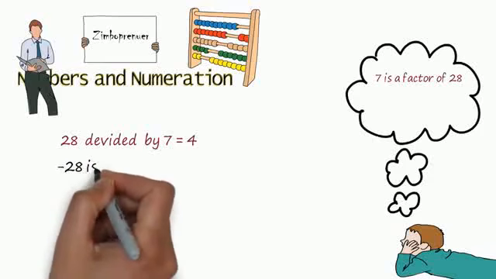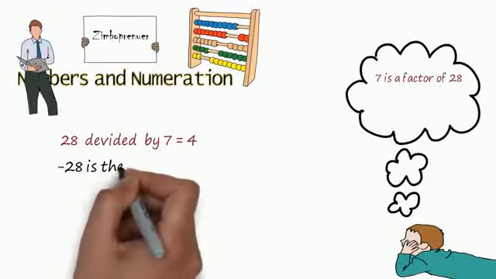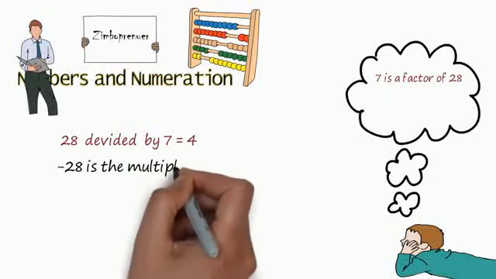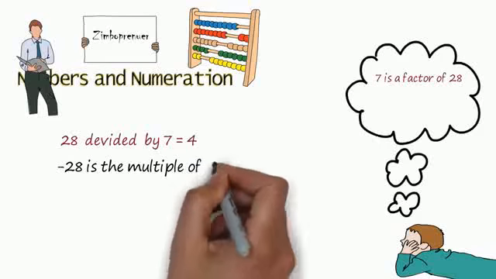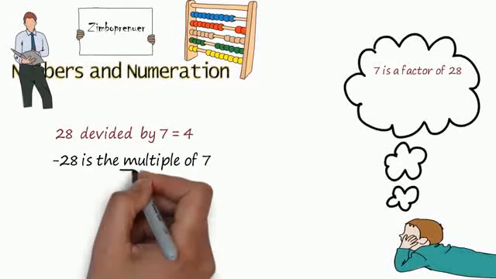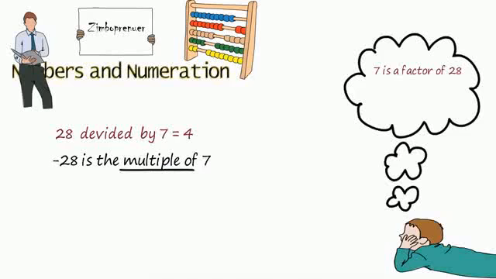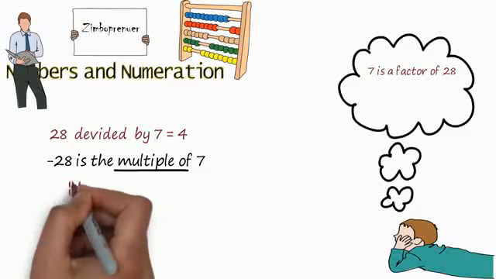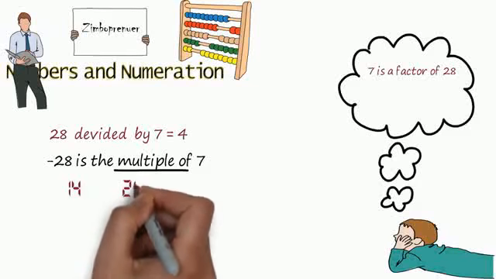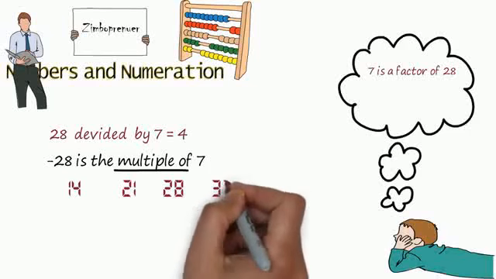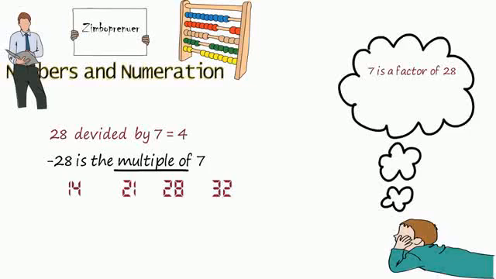Now, 28 is the multiple of 7 and 4. So that's the foundation of highest common factor and lowest common multiple there. It's more of a summary of the whole concept. We're going to do it in depth on this video. So the multiples of 7, we have 7, 14, 21, 28, 35.